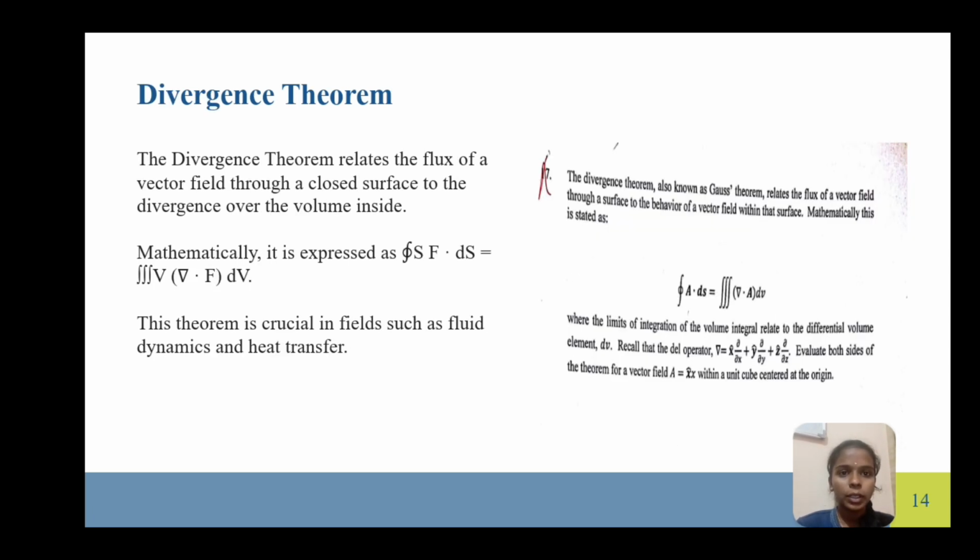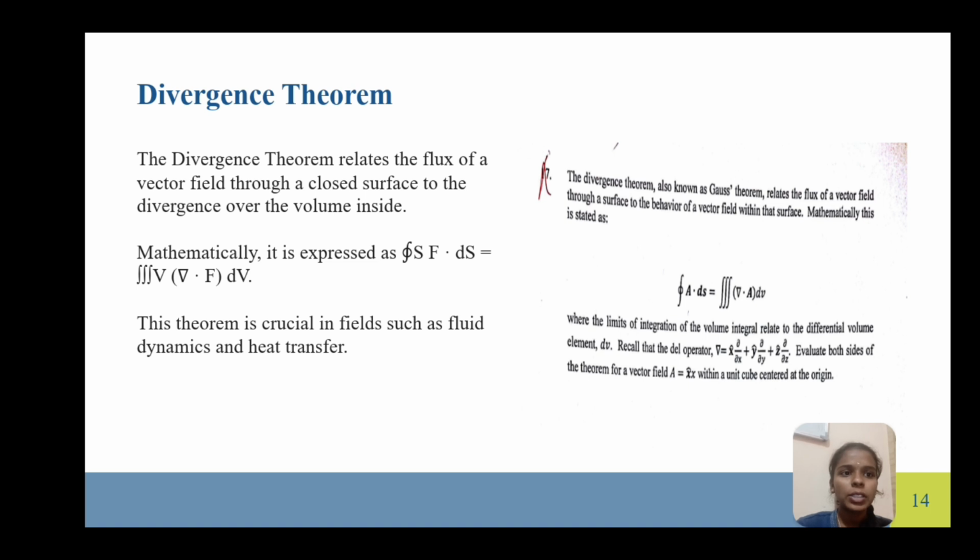Divergence theorem. The divergence theorem relates the flux of a vector field through a closed surface to the divergence over the volume inside. Mathematically, it is expressed as the flux integral over S of F·dS = the triple integral over V of ∇·F dV. This theorem is crucial in fields such as fluid dynamics and heat transfer.